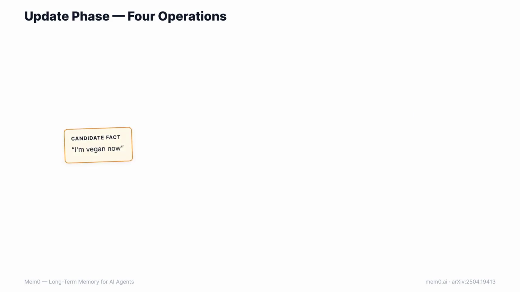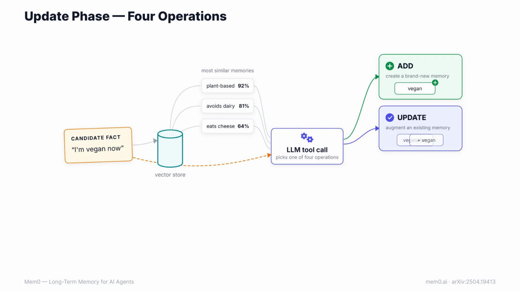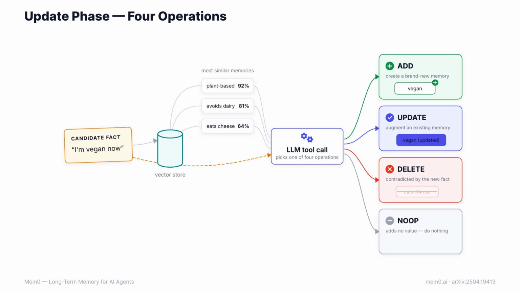Extraction gives you candidate facts. The update phase decides what to do with each one. Mem0 retrieves the top most similar existing memories from the vector store, then asks the LLM itself, through a tool call, to pick one of 4 operations. Add creates a brand new memory. Update augments an existing one with complementary detail. Delete removes memories that the new information contradicts. And NOOP does nothing when the fact adds no value. No separate classifier, the language model makes the call.